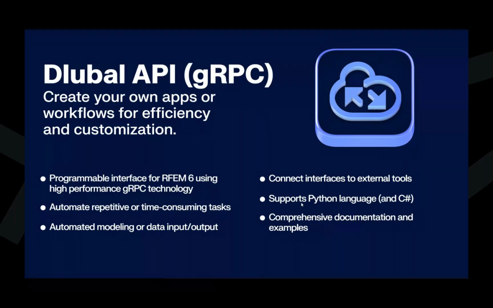For example, if we have existing model data outside of the program, we can use this API to automate the modeling process, or we can use it to feed data into the program or to pull results out of the program. Ultimately, we connect the interfaces to these external tools. Maybe that is your own spreadsheets or in-house programs, a third-party program, or even your own website for your company. We put most of the development in based on the Python language, but we also support C# as well.